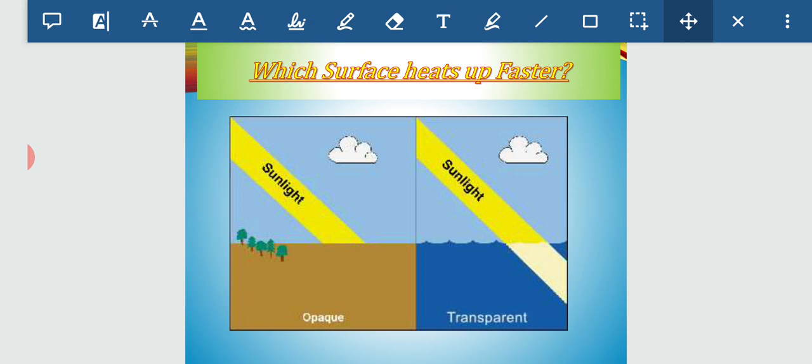So why does this happen? Because water is transparent. The sunlight can reach the lower level of the water, and as it reaches the lower level, obviously it will take time to radiate back from the lower level of that water surface. So it cools down slowly and it heats up slowly also.